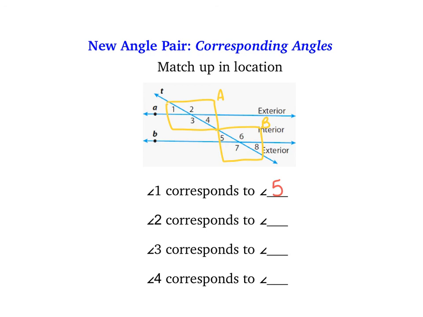Angle 2 corresponds to the top right location, so it would match up with the other top right location, which is angle 6. Angle 3 in the bottom left matches up to angle 7 in the bottom left, and in the bottom right, angle 4 corresponds to the location of angle 8. So corresponding is really a fancy word to say they match in location.